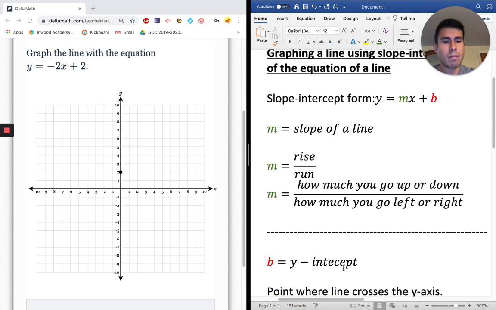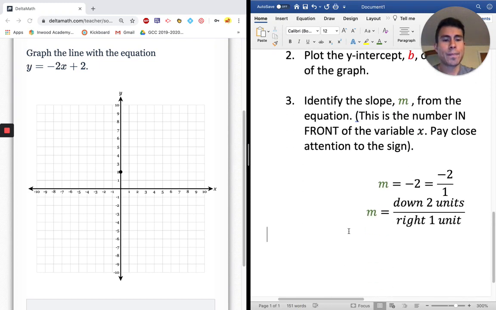So I look at my slope, down 2 units from the y-intercept. So 1, 2, and then to the right 1 unit. That's my run. So right here. And there's my line.